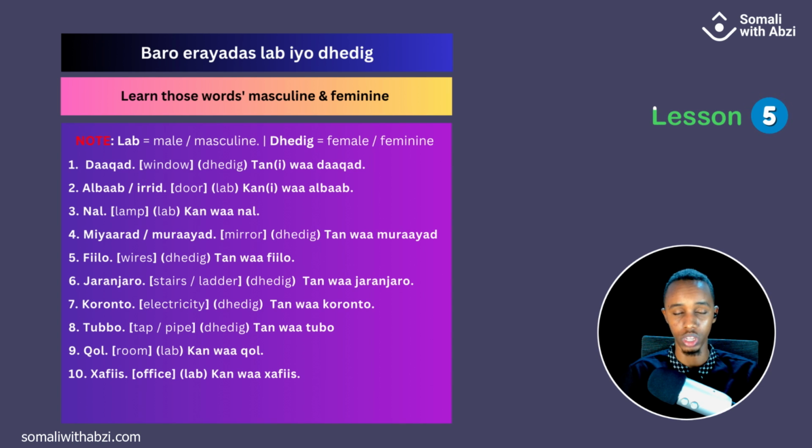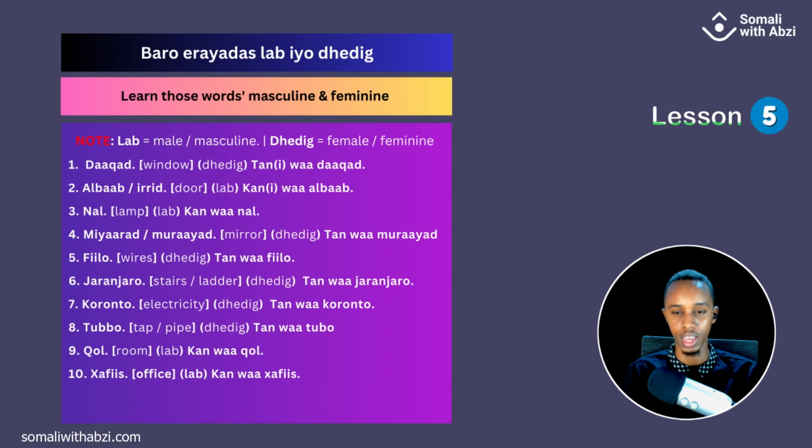Because in the Somali language, all the words, people's names, things, animal names have to be masculine or feminine nouns, so that you can use them in a sentence, or use them with my, your, possessive pronouns, etc. So they have to be masculine nouns, lab, or feminine nouns, dhadig. Okay, now we're going to learn those 10 words, whether they are masculine, lab, or feminine, dhadig. Now let's read together.